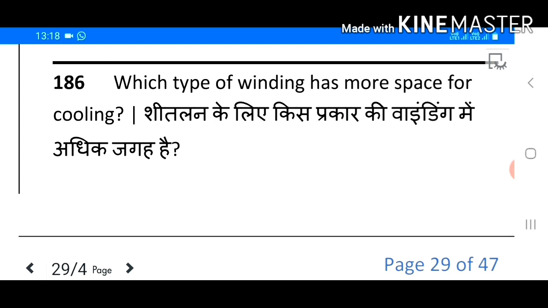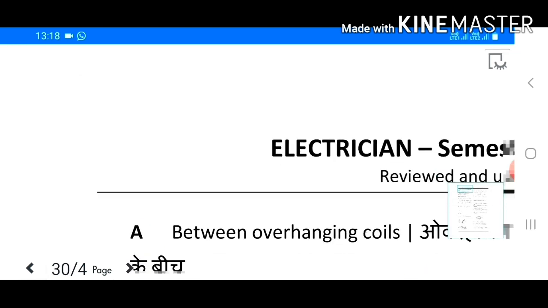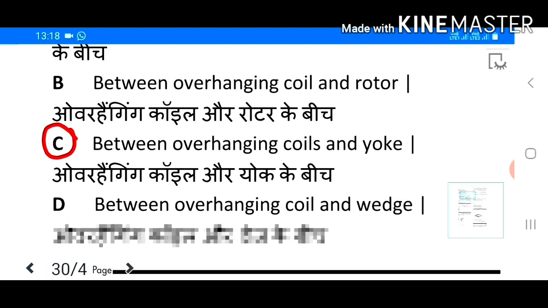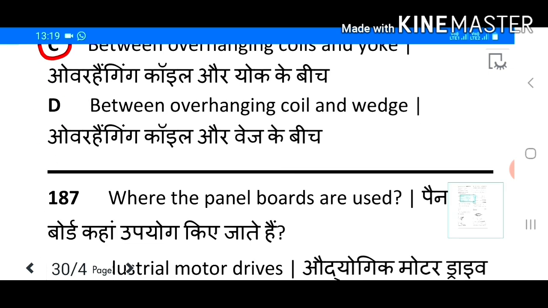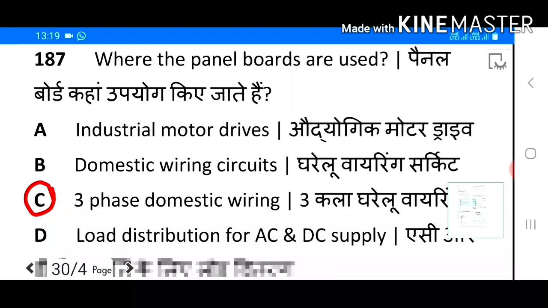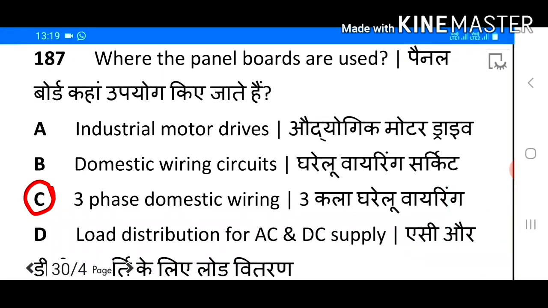186. Which type of winding has more space for cooling? Answer C. Between overhanging coils and yoke. 187. Where the panel boards are used? Answer C. Three-phase domestic wiring.